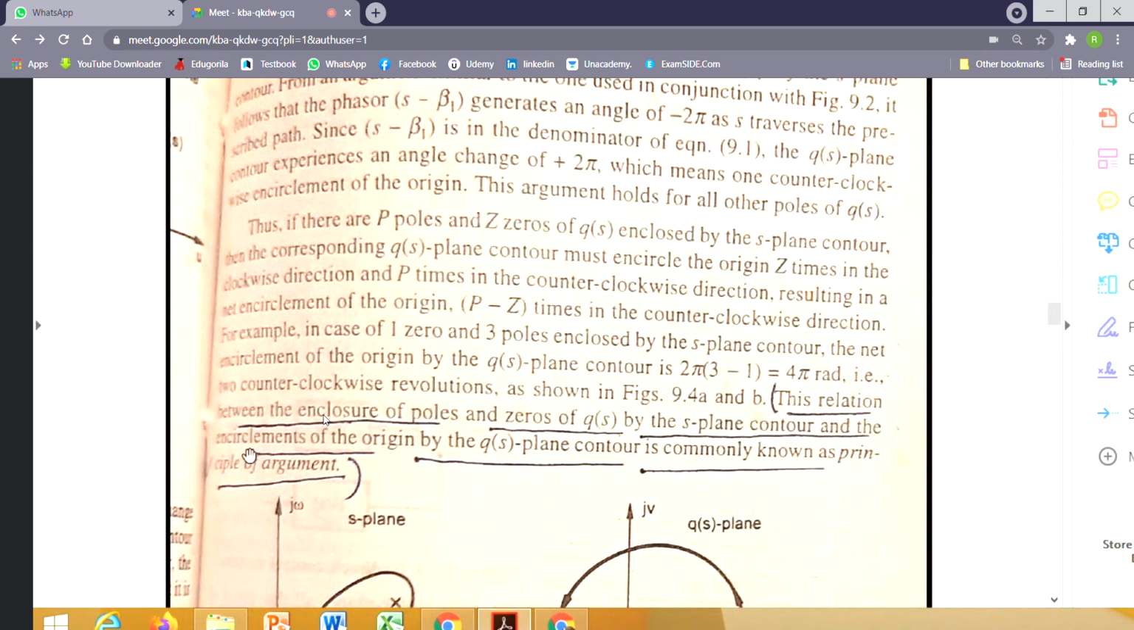This relation between the enclosure of poles and zeros of QS by the S-plane contour and the encirclements of the origin by the corresponding QS plane contour is commonly known as the principle of argument. And the Nyquist stability criterion completely rests on this principle of argument.